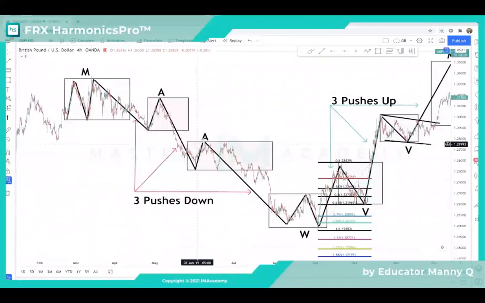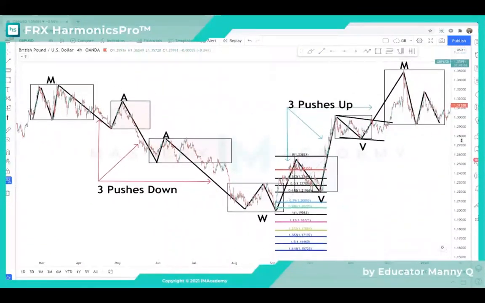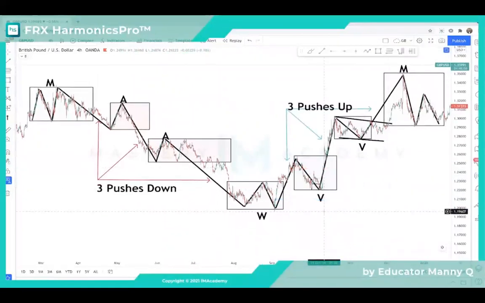Okay, so let's take a look over here. All right, there we go. Let's take a look over here. All righty, now we look over here again. Here goes the cycle. What's happening over here? You have three pushes, three waves inside of the market, however it is that you want to identify it.